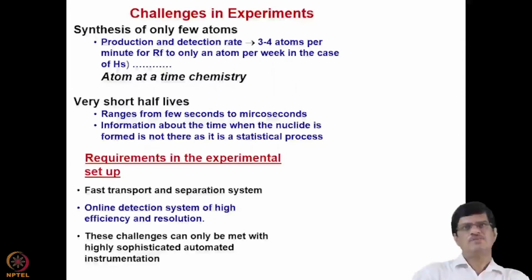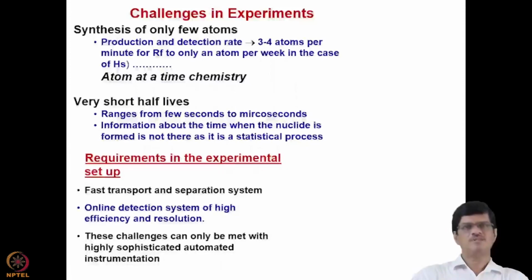Now the experimental challenges: because the production and detection rate is very, very low, it is a very big challenge actually carrying out these experiments. So this is called single atom chemistry, or atom-at-a-time chemistry. When you carry out the chemical reactions, you are basically dealing with only one atom at a time. And as I already mentioned, they have very, very short half-lives ranging from a few seconds to microseconds. And also there is uncertainty about what time the nuclide is exactly formed. That is not known, as it is a statistical process.